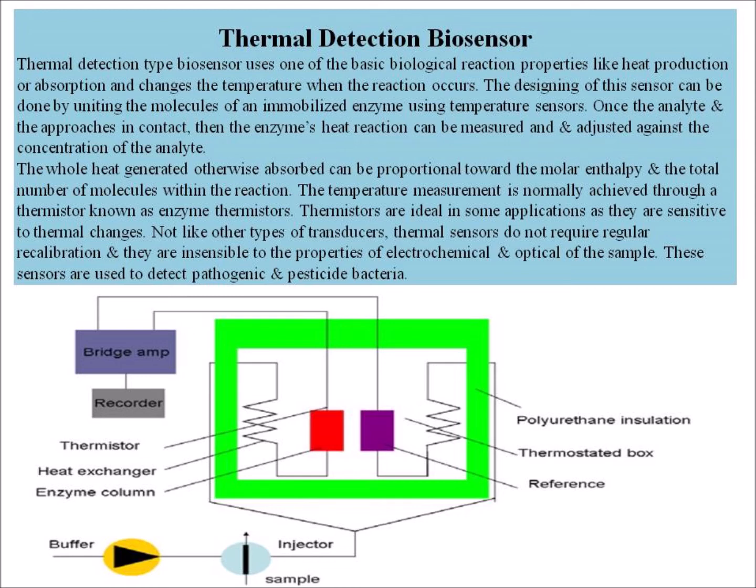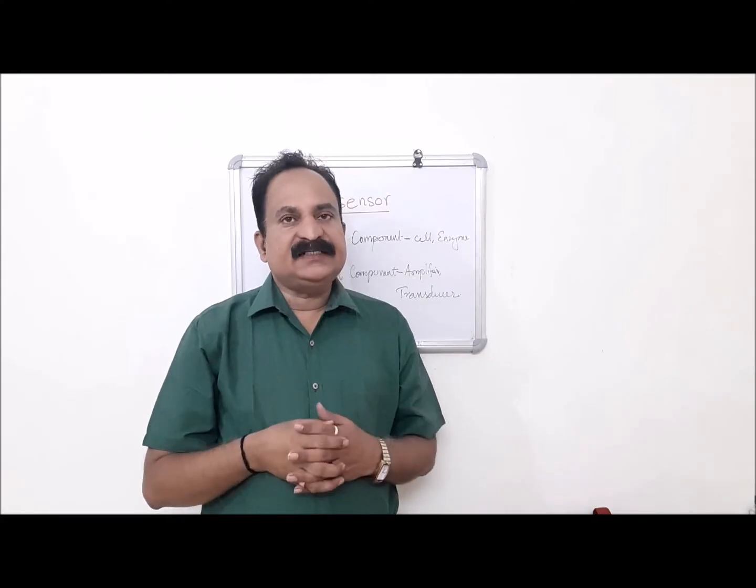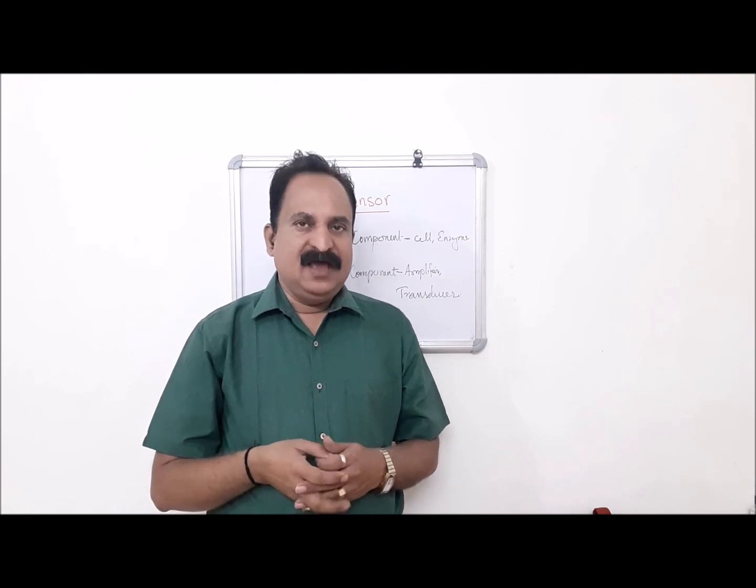The temperature measurement is normally achieved through a thermistor, known as an enzyme thermistor. Thermistors are ideal in some applications as they are sensitive to thermal changes. Unlike other types of transducers, thermal sensors do not require regular recalibration and they are insensitive to the electrochemical and optical properties of the sample. These sensors are used to detect pathogenic bacteria and pesticides. Next we can see the applications of biosensors.